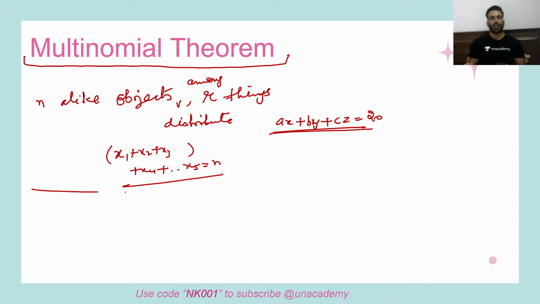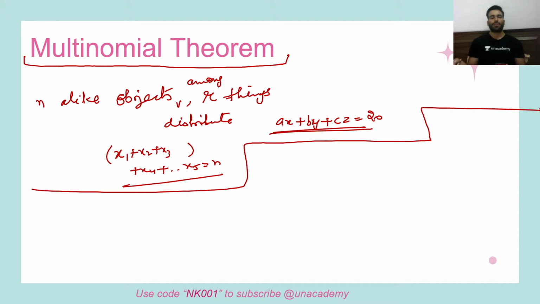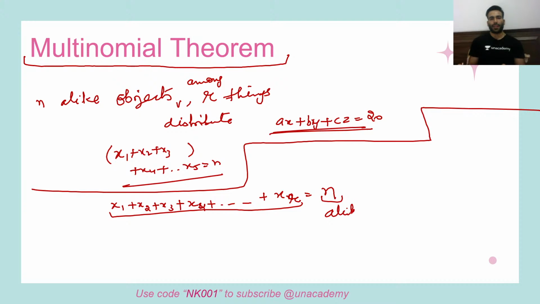Now, let me share the concept with you guys. How do we solve this? How do we approach this multinomial theorem? The basic funda is, let's say there is one equation, going till xn. Let's say this is equal to r. Now I will say that all these variables, these n, are same, alike objects.